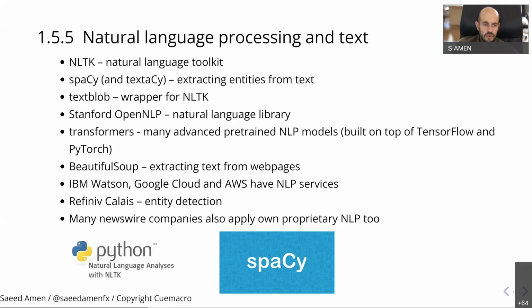Another key point is if you need to get text, that typically involves web scraping, and Beautiful Soup basically helps you to clean up web scraped text. And if you don't want to use something open source, you have things like Google Cloud, AWS, IBM Watson, etc. And they offer NLP services on the cloud as well.